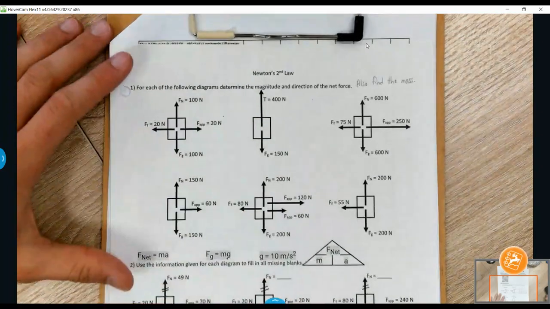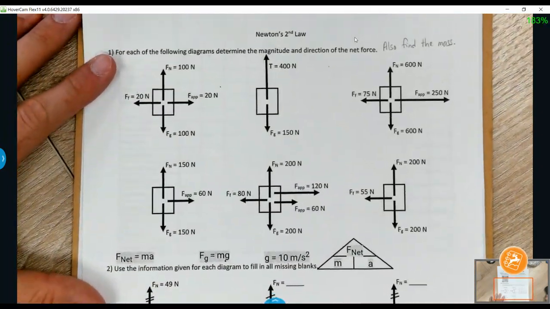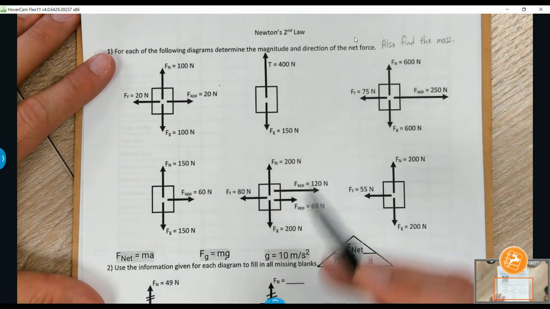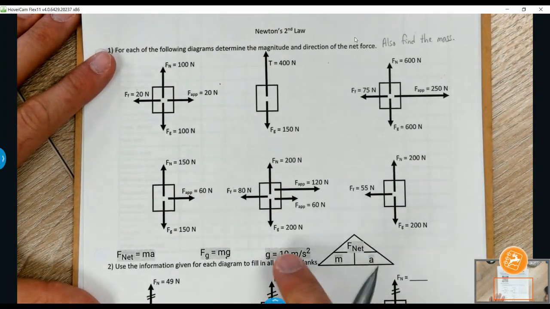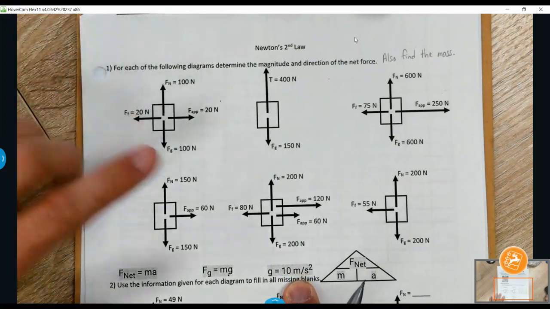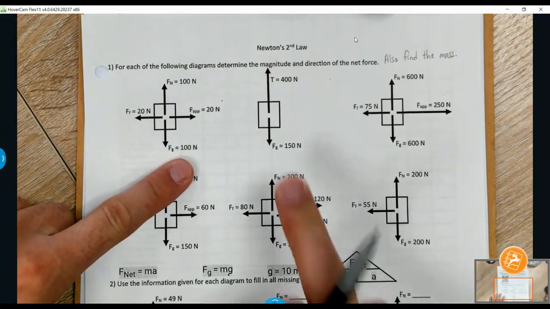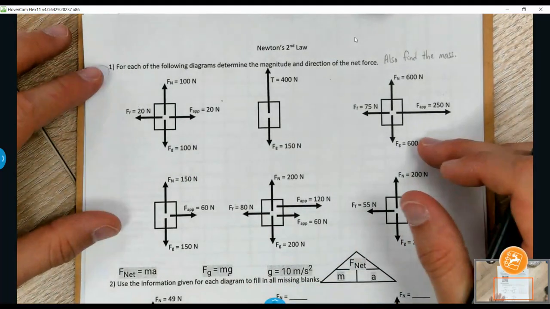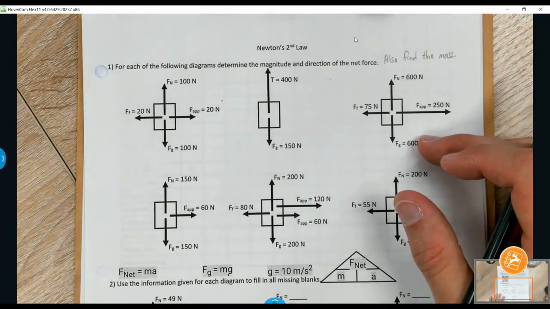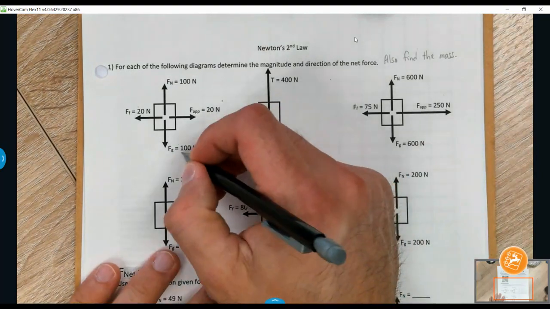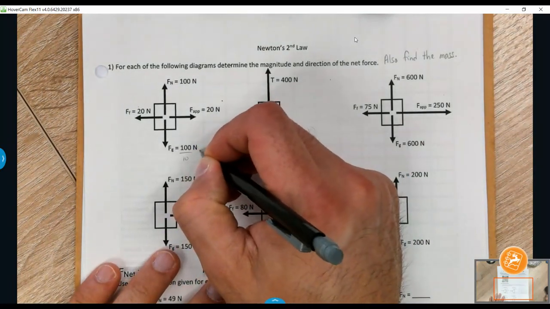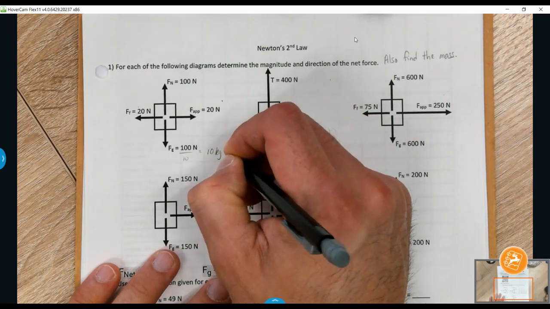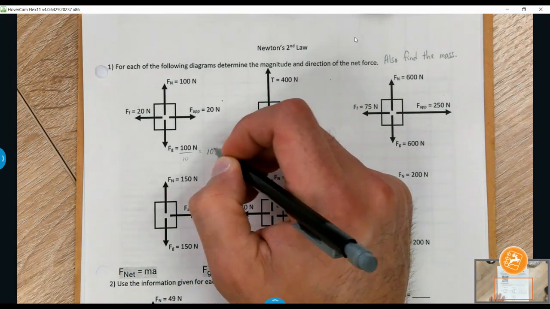So we had just done this. You know that weight, Fg, is equal to mass times gravity. We're just using 10 for our gravity. So literally, if you're given Fg, God bless you, just divide by 10. So this one, if I divide this by 10, what is 100 divided by 10, guys? 10. That would be 10 kilograms for the mass of that one.